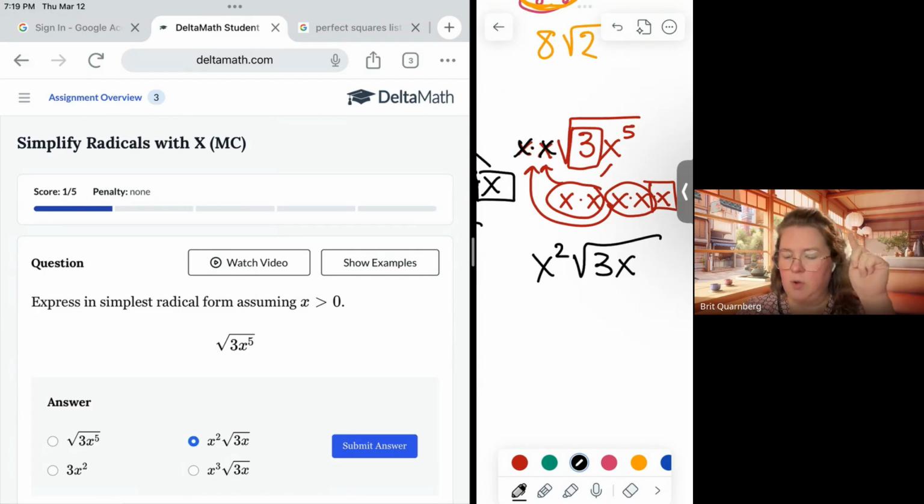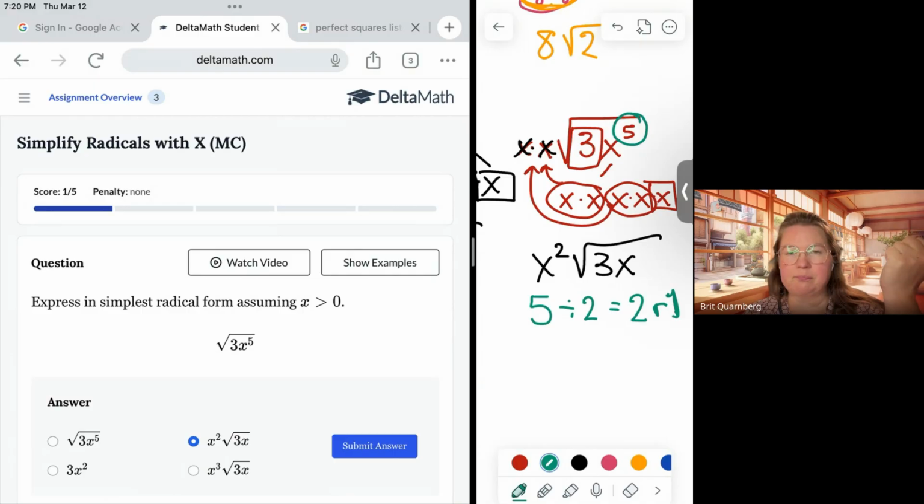But let me show you what I could do with these exponents. If this blows your mind, ignore it and just draw out all the x's. But you're going to get higher powers of x, so this is what's helpful. We're going to take this 5 right here. If I took the 5 and divided it by 2, I would get 2 with a remainder of 1. You guys remember doing remainders? So this 2 right here became the exponent of what comes out, and the 1 remains inside.